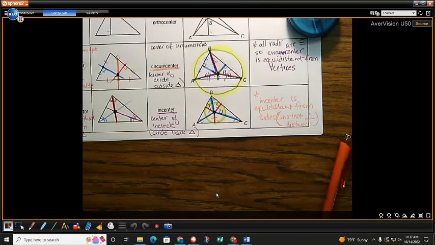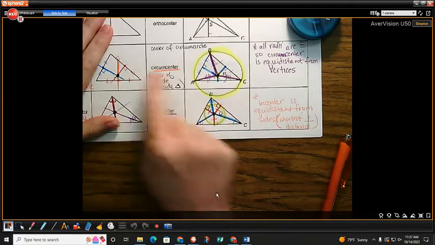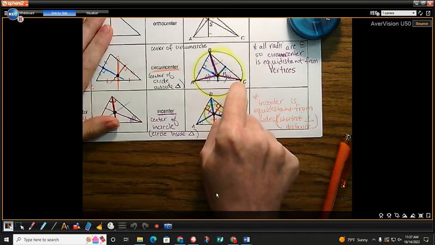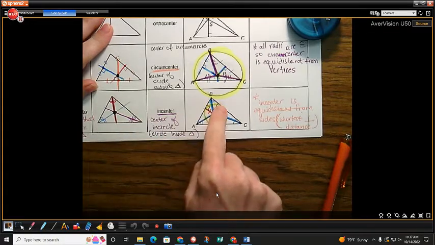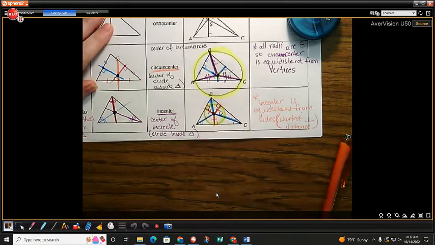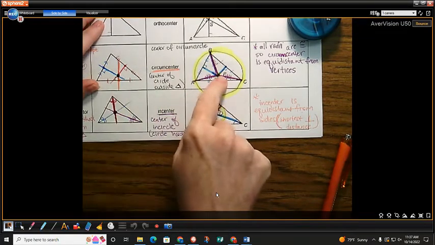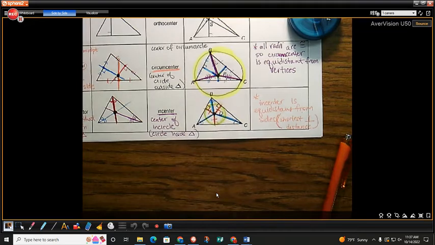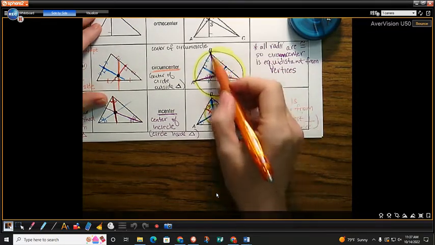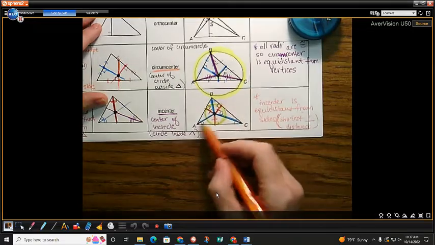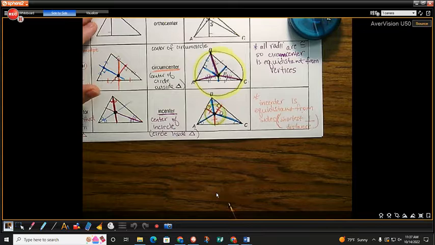And so here's a funny fact then. If I bisect the sides, I'll be equidistant from the corners. If I bisect the vertices, I'll be equidistant from the sides. So it's like opposite land. Whichever one you bisect, that point of concurrency will be equidistant from the other thing. So here I perpendicular bisected the sides, I'm equidistant from the corners. Here I bisected the corners, I'm perpendicular and equidistant from the sides.